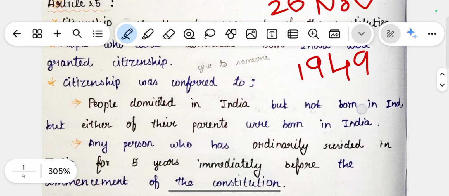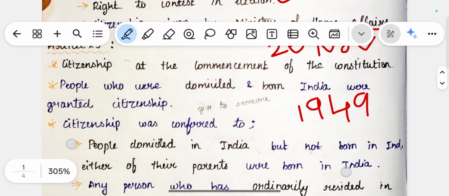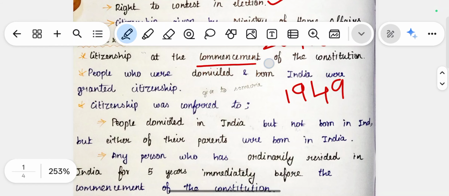Citizenship was also given to people who were domiciled in India, who were living in India, but may not have been born in India, if either of their parents was born in India. And if a person had ordinarily resided in India for more than 5 years before the commencement of the Constitution, they also get it. So Article 5 is all about the commencement of the Constitution.